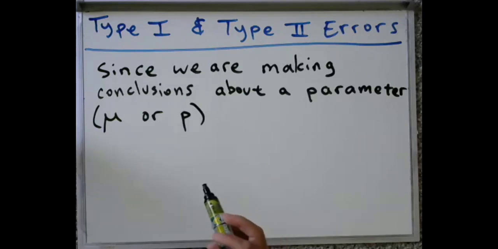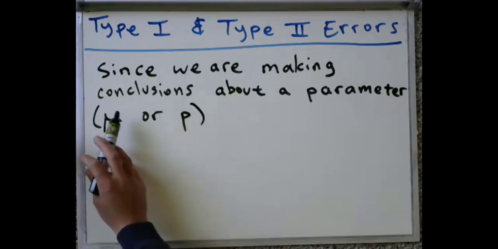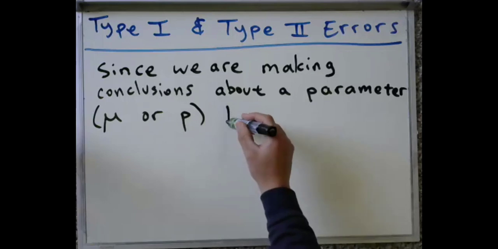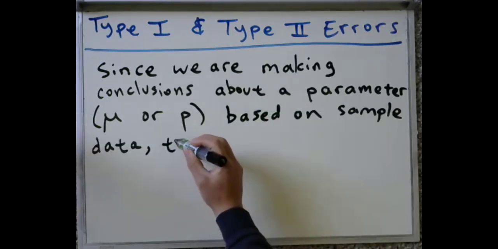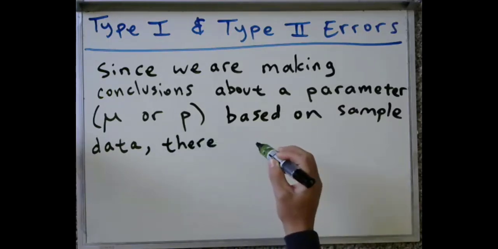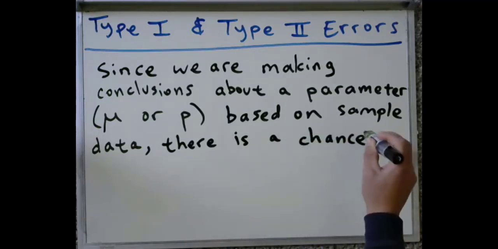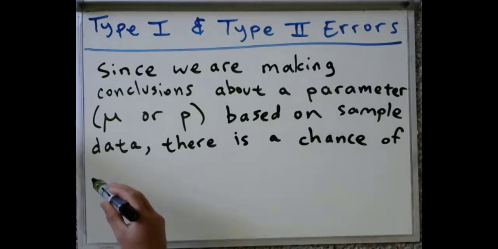And that conclusion, remember, was a reject or a do not reject the null hypothesis. That conclusion is based on sample data, and we know that sample data is subject to sampling variability. In essence, there's a chance that that sample was not very representative of that population. So there's a chance of making a conclusion error.